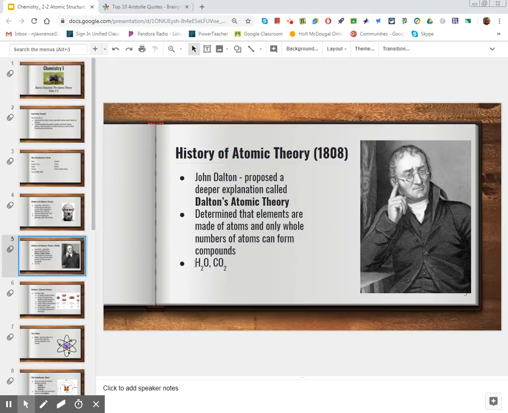Meaning, we write a chemical compound as H2O, not H1.5O. Let me say it again, not H1.5O, but H2O, and not C0.5H, but C1H or O2. So the idea here is that these atoms have to combine in whole number ratios.